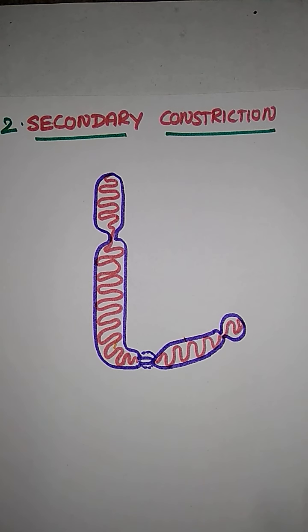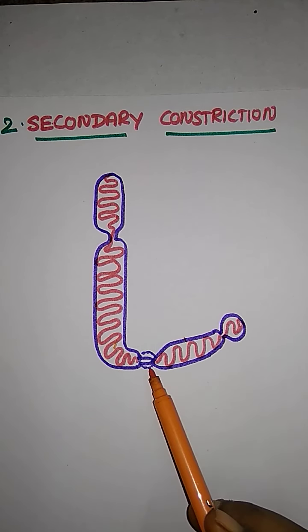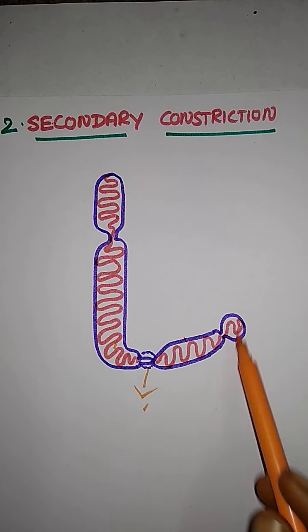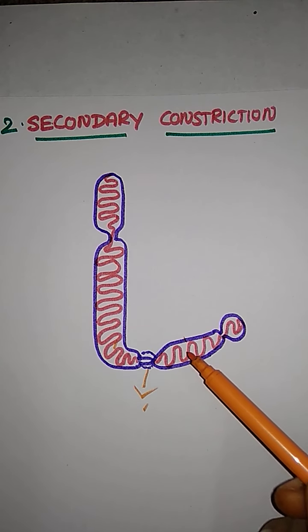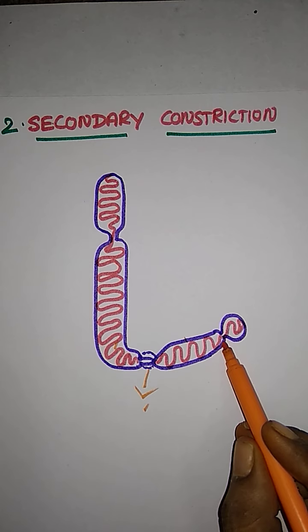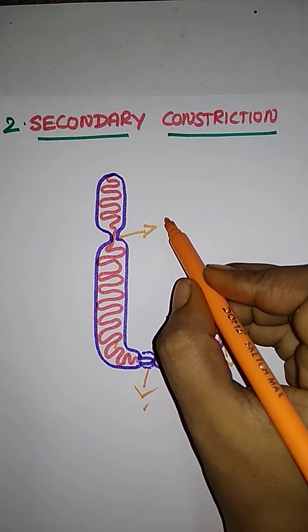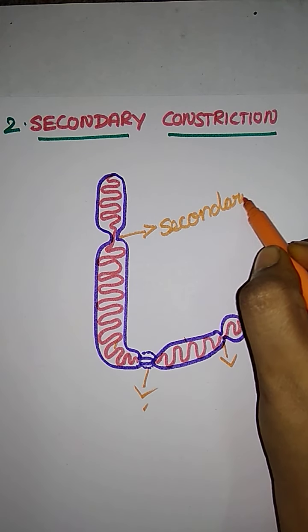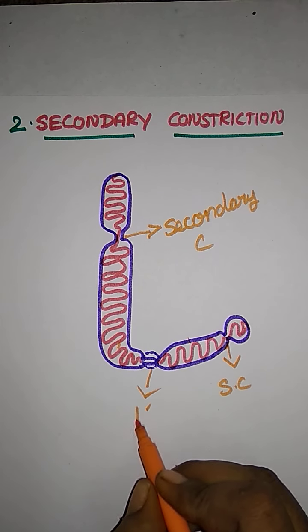Yes, here the next region of a chromosome is the secondary constriction. Here, this is your chromosome structure. First thing, we already said the primary constriction, that is the centromere. Okay, this is one arm, this is the other arm. Sometimes some chromosomes possess a secondary constriction. See this, this is a secondary constriction, and this one also is a secondary constriction, and here also a secondary constriction.